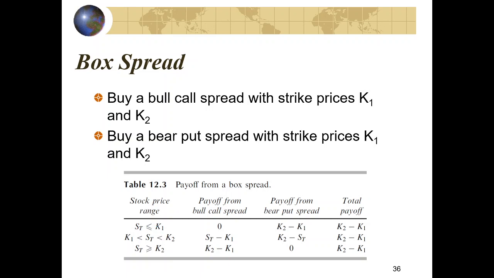So if ST is less than K1, then the payoff from the bear put spread is K2 minus K1. Why? Because only the put options will be in the money. So, and we saw for the bear put spread that the payoff is K2 minus K1. If ST is between K1 and K2, then the payoff from the call bull spread is ST minus K1, and the payoff from the bear put spread is K2 minus ST. So net, the total payoff will be K2 minus K1. If ST greater than K2, then net K2 minus K1, that will be the total payoff from the bull call spread, and it will be also the total payoff of the box spread.